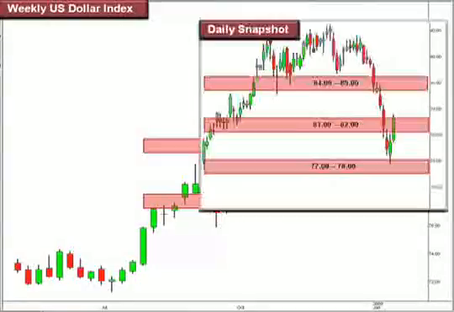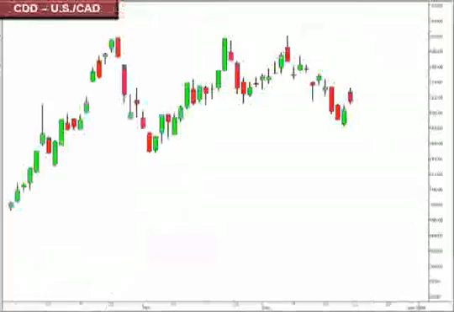Now, a quick look at our daily snapshot of the U.S. dollar index does show the strength of last week's decline with the 81 to 82 box here representing a natural retracement of the bearish move that started up at the 88 level several weeks ago.